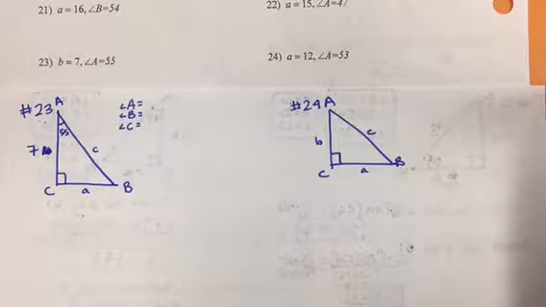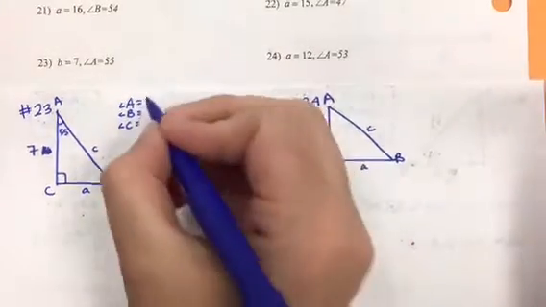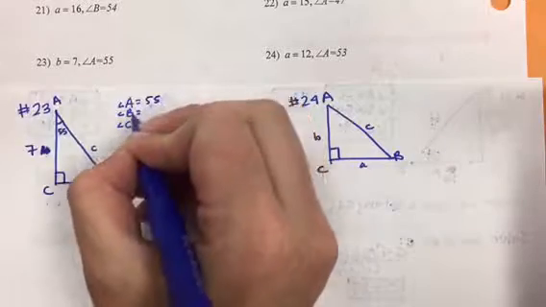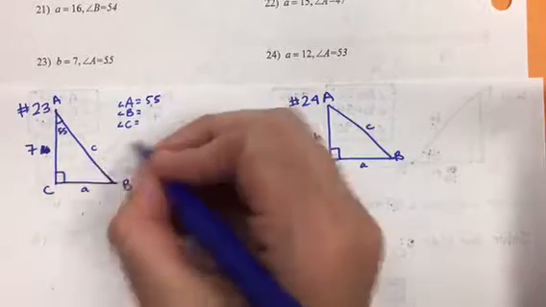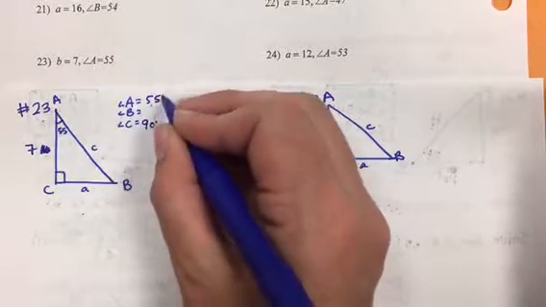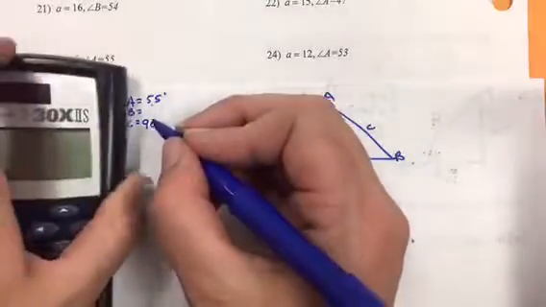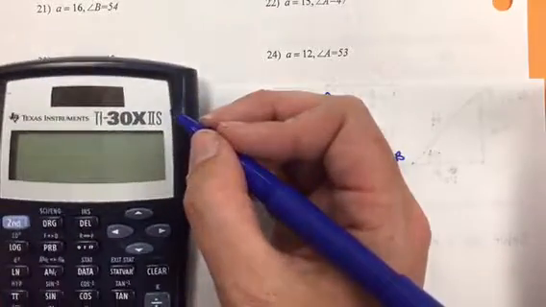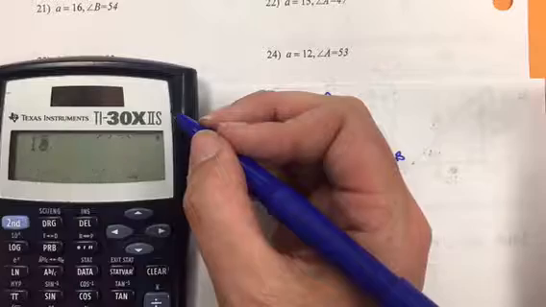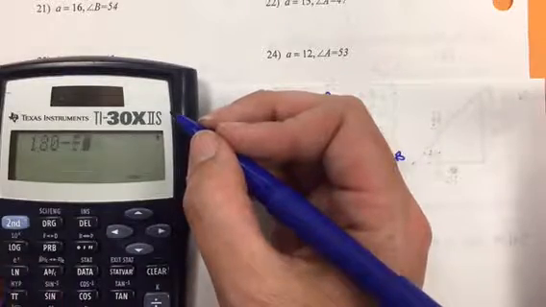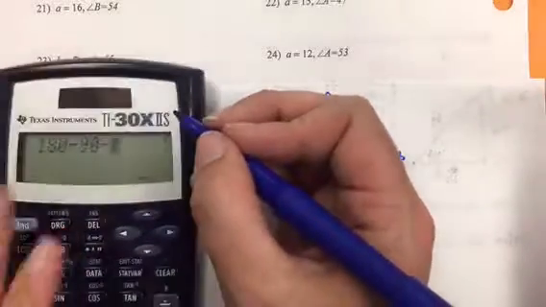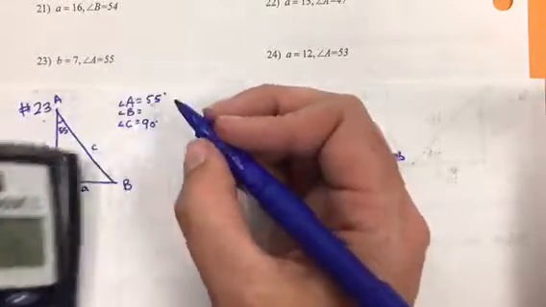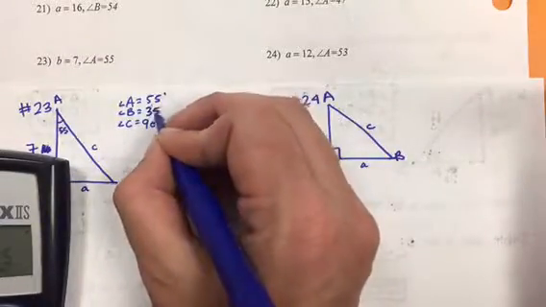To solve for my angles, I know that A is 55, B I don't know, C is 90. Now I know that all three angles should add up to 180. So I'm going to minus the 90 and minus the 55 to get 35 degrees for my missing angle.